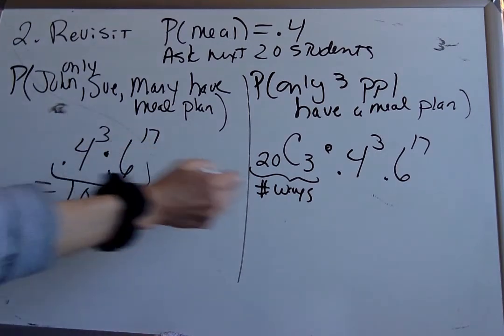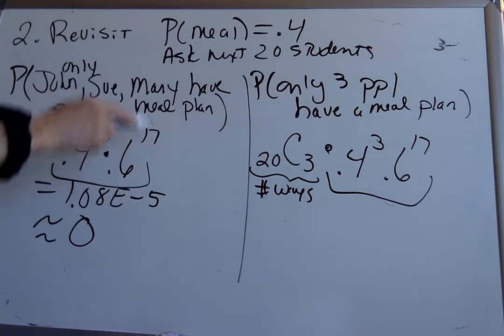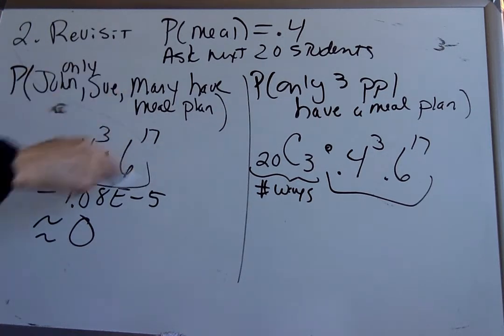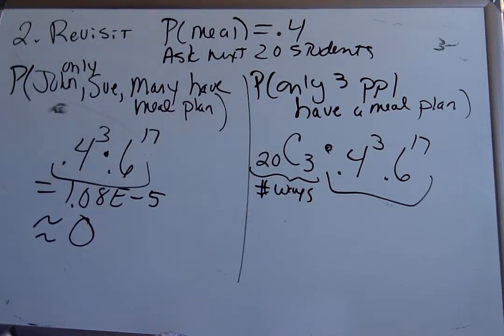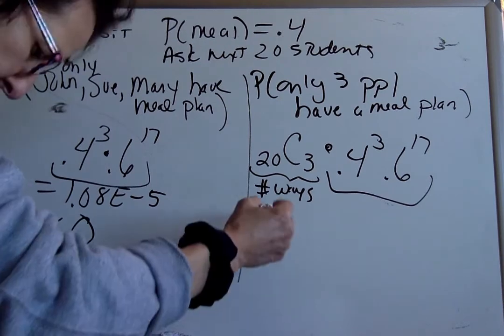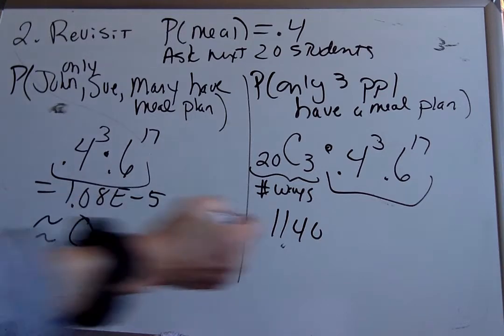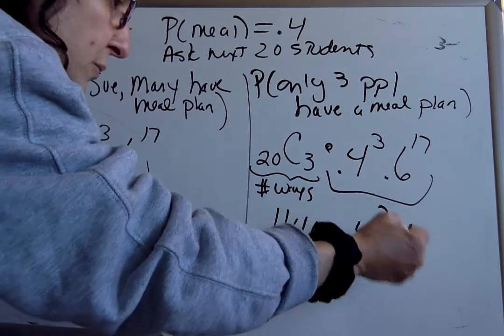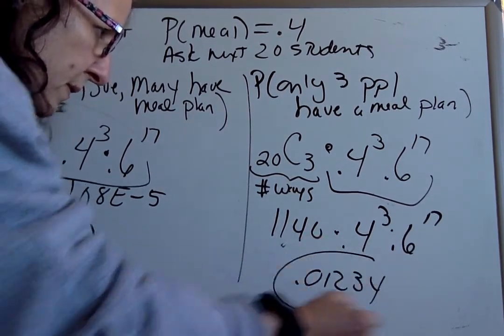So you'll see, of course, that this part is the same, but there are multiples. We would have this for John, Sue, and Mary. We'd have this again for Sue, Mary, and Thomas. We'd have this again for Mary, Sue, and Chloe, just like I did on the last problem. So you've got to figure out what 20 combination 3 in your calculator is, then multiply it by that. It's 1140 times 0.4 cubed times 0.6 to the 17th. 0.01234 is the answer.